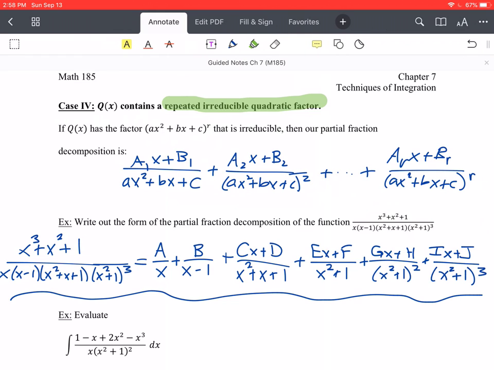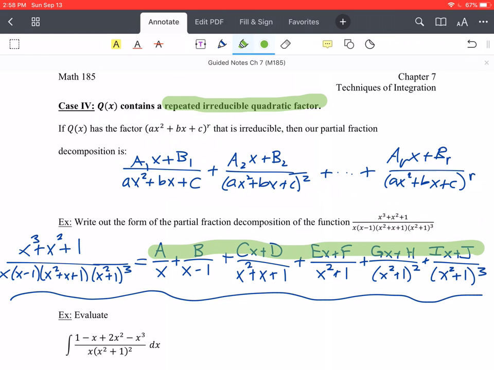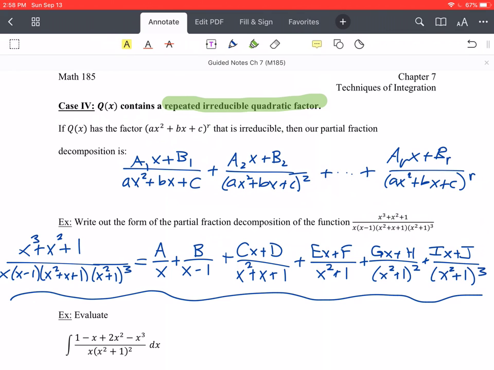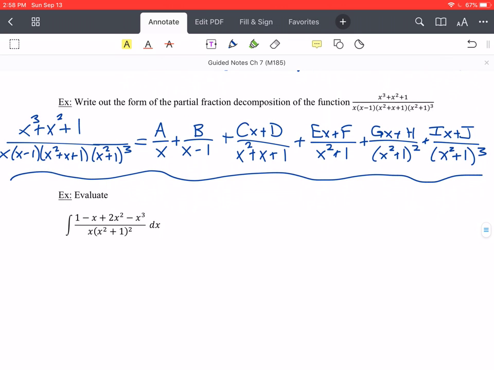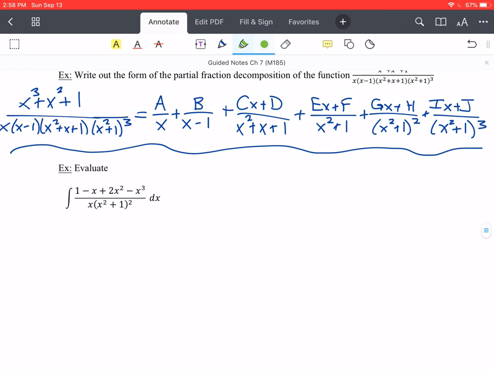So integrating something like this could be pretty darn messy, not to even mention solving for all of those variables or those constants that we need. So that's why this one was just a setup, but we're not going to solve it. So instead, let's look at this example down here. So evaluate the integral where the denominator is x times x squared plus 1 squared. So that's a sum of squares, not a difference of squares. So it's irreducible quadratic, and it is repeated.